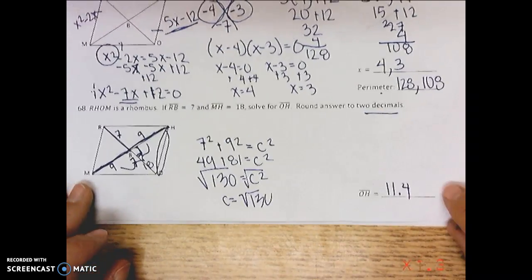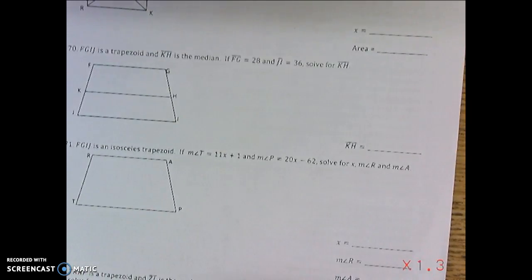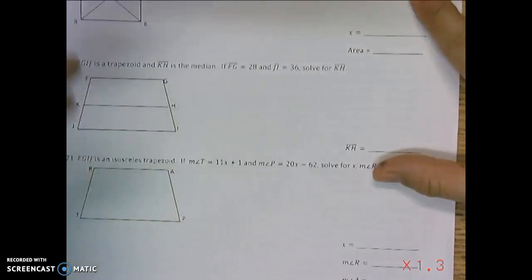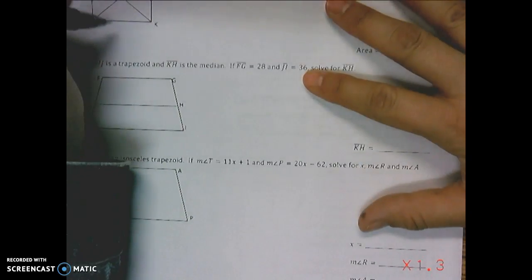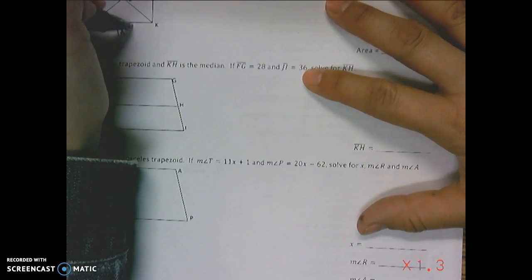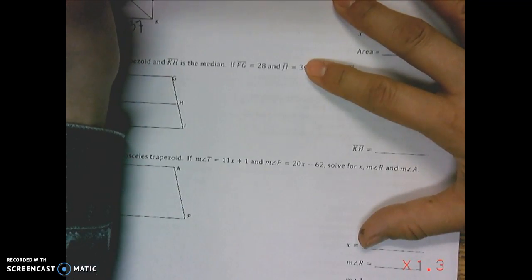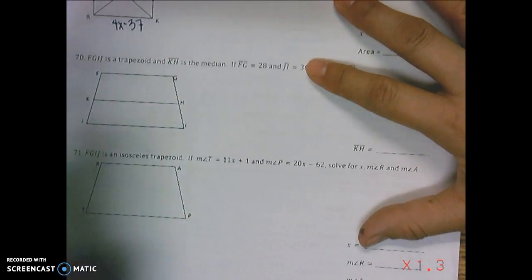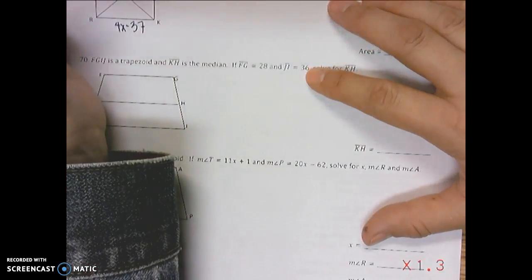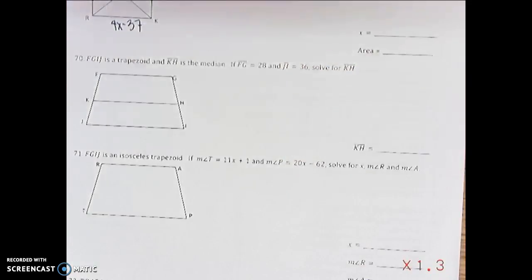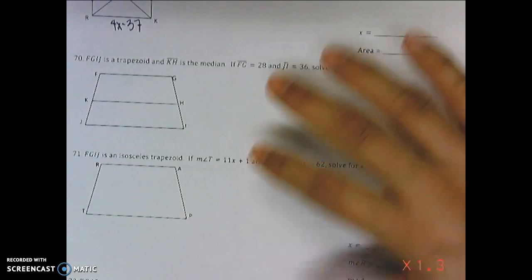And that's 68. All right, moving along to 69. We have a rock, which is a square. RK, this side, is 4x minus 37. And OC, which is this side, is 12x minus 25. Remember, they're opposite sides, so they're equal, and it's a square. All sides are equal. It says solve for x and find the area of the square.